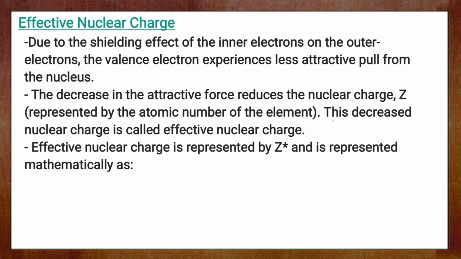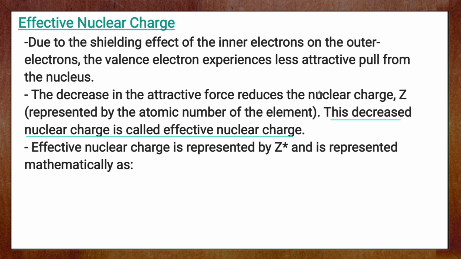Because of this shielding of inner electrons on the outer electrons, the valence shell electrons experience a lesser attractive pull from the nucleus. As a result, the nuclear charge experienced by the electron present in the valence shell decreases. This decrease in the nuclear charge is what we call the effective nuclear charge. So the shielding effect or screening effect is nothing but the decrease in the effective nuclear charge experienced by the valence electron because of the shielding of inner shell electrons.